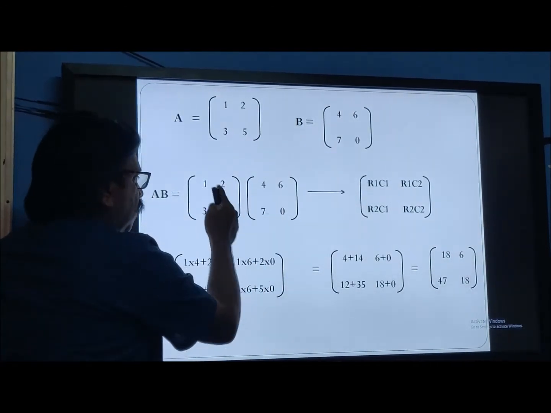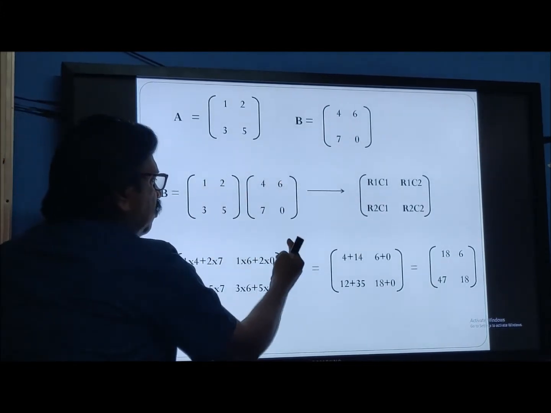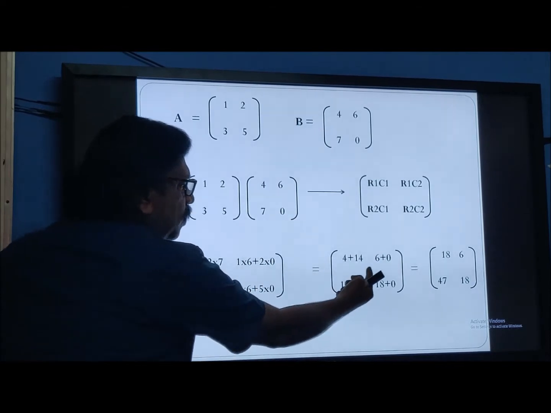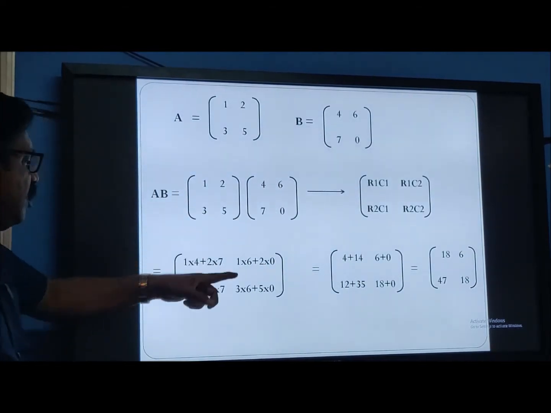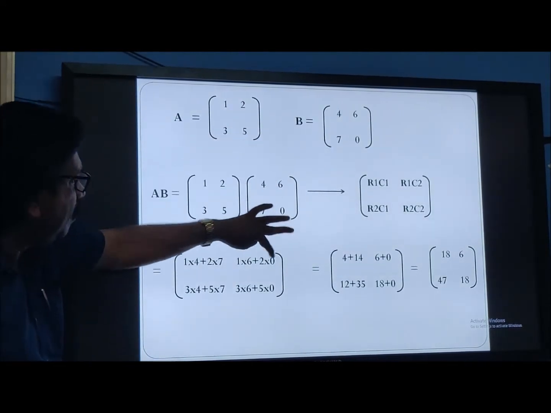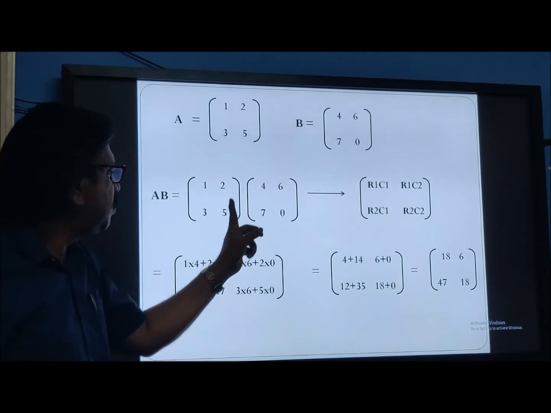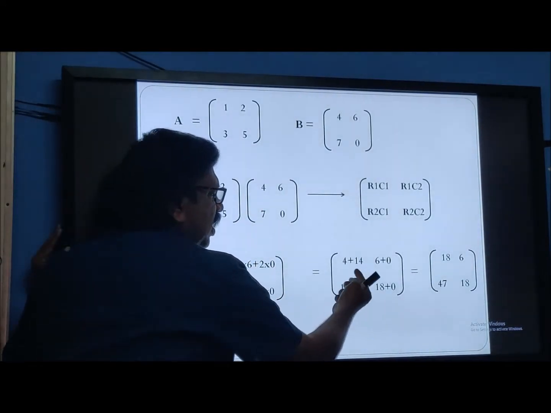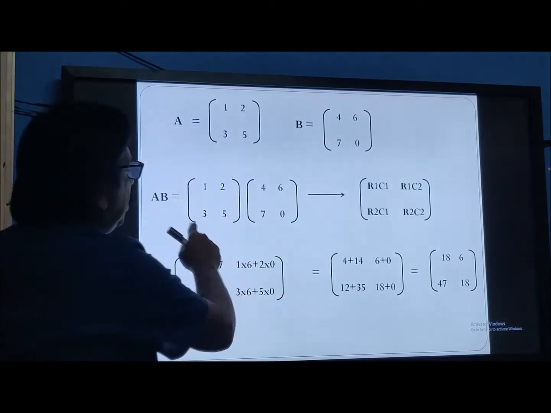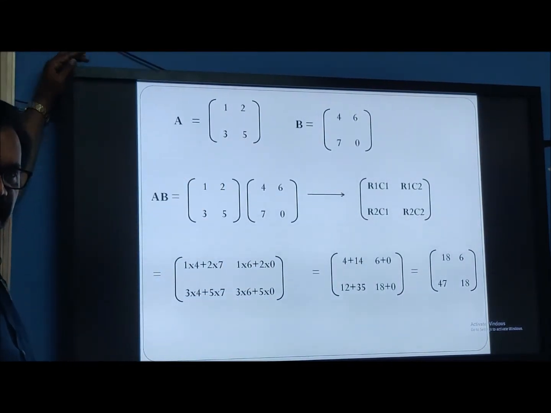First row, first column, 1 into 4 plus 2 into 7. Then first row, second column, 1 into 6 plus 2 into 0. Then the first row is over. Then we will take the second row. Second row into first column, 3 into 4 plus 5 into 7. Then 3 into 6 plus 5 into 0. That is the normal addition. We can find the value of the product AB is 18, 6, 47, 18.